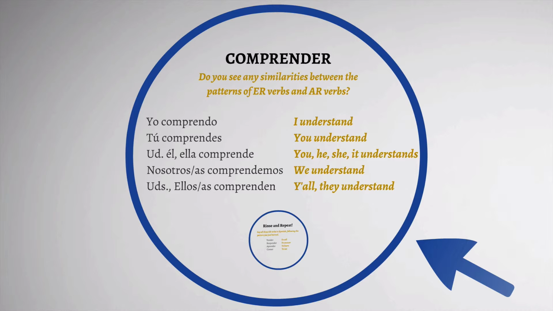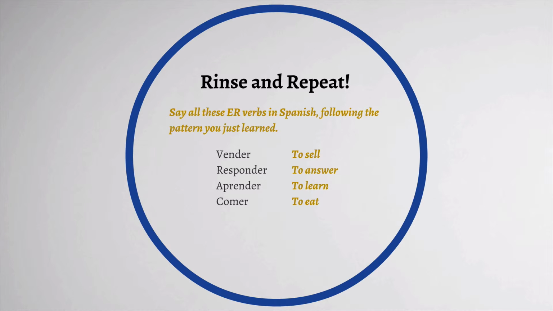So you can see how similar that is. It's really very much the same. And all it takes is just beginning to internalize those terminations. O, es, e, emos, en. Then you extrapolate that pattern to other ER verbs like vender or responder or aprender or comer.